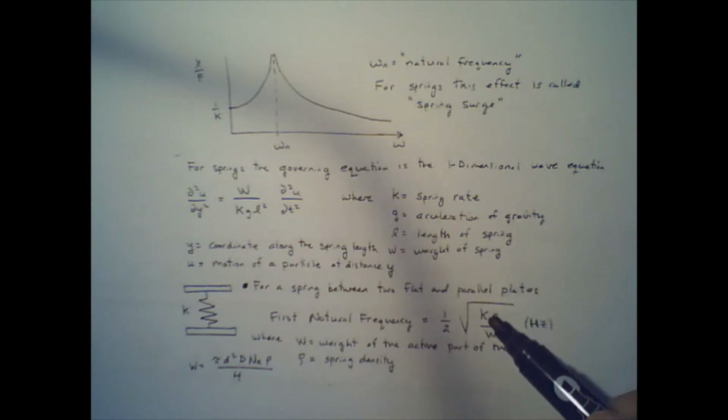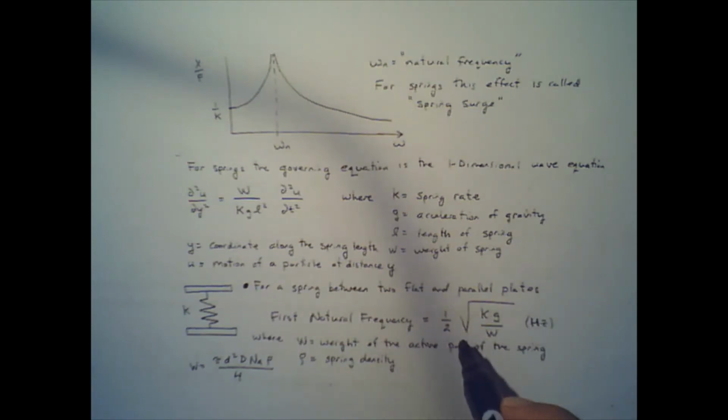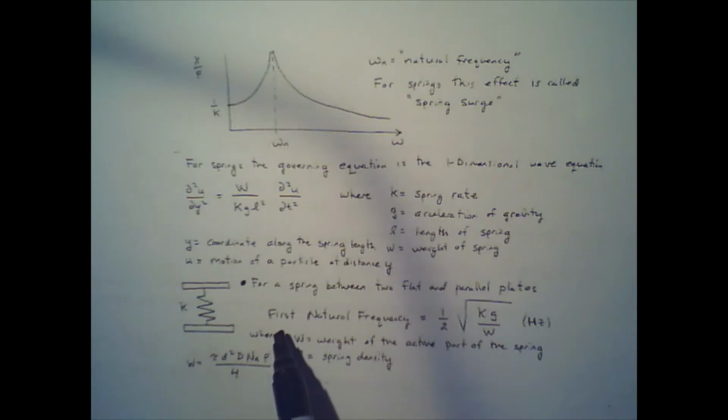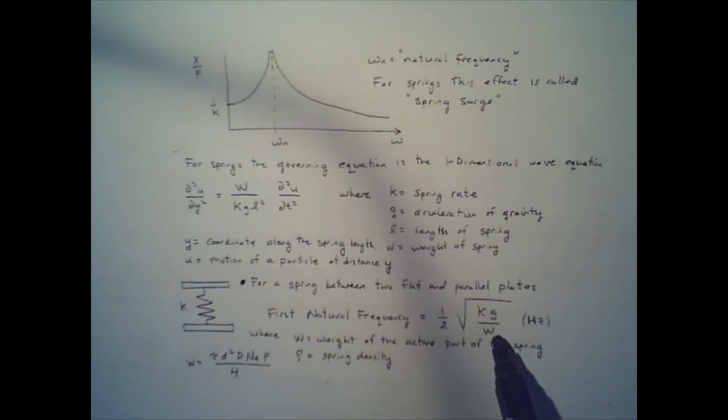We won't be going over that, but what we will do is go over the natural frequency, and primarily the first natural frequency of the spring, which is given by this equation: 1 over 2 square root of kg over w, where w is the weight of the spring. We can get the weight of the spring from the volume of the spring, which is pi d square, which is the area of the wire, multiplied by the mean coil diameter, by Na, by the density. Multiplying the volume times the density gives you the weight.